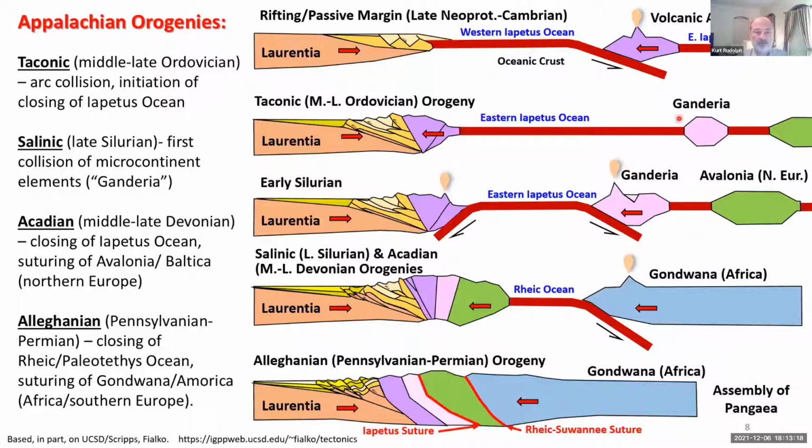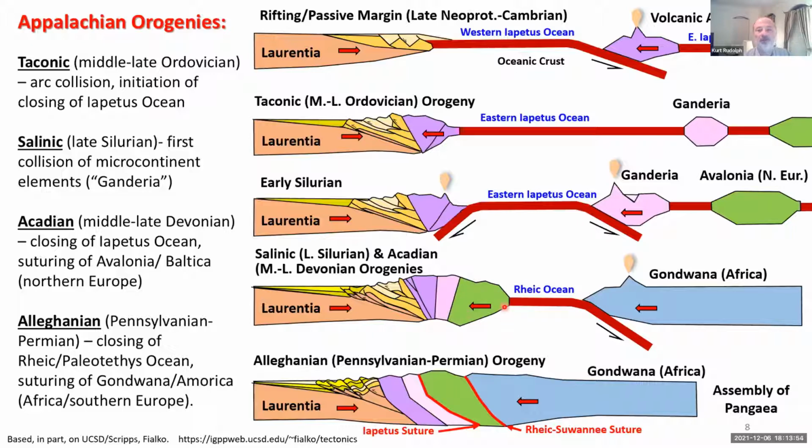And then probably the least appreciated one is this microcontinent of Ganderia, which is thought to include a microcontinental fragment and associated arc and back arc. And that collided with Laurentia in the late Silurian, and that's called the Salinic orogeny. In the middle to late Devonian, we have the Acadian orogeny, where Avalonia and Baltica, which is essentially northern Europe, collided with these terranes that had already been welded on with the rest of Laurentia.